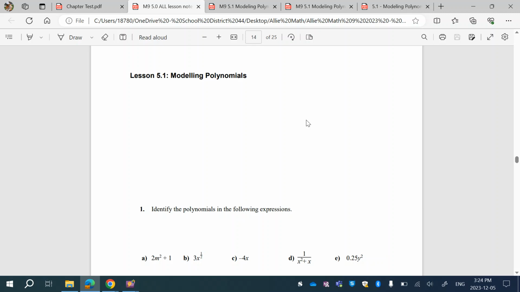Hello, everybody. Here we are, first lesson of Chapter 5, Polynomials. This is lesson 5.1, Modeling Polynomials.